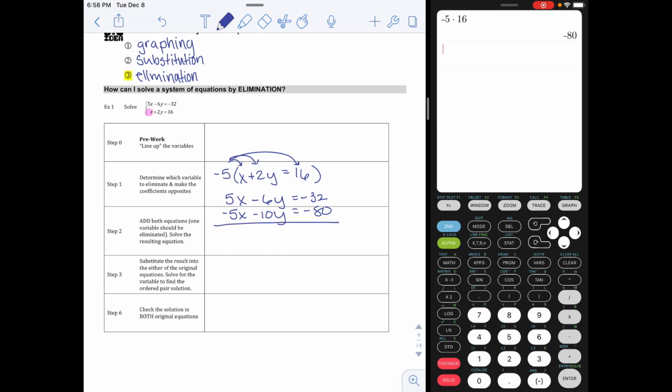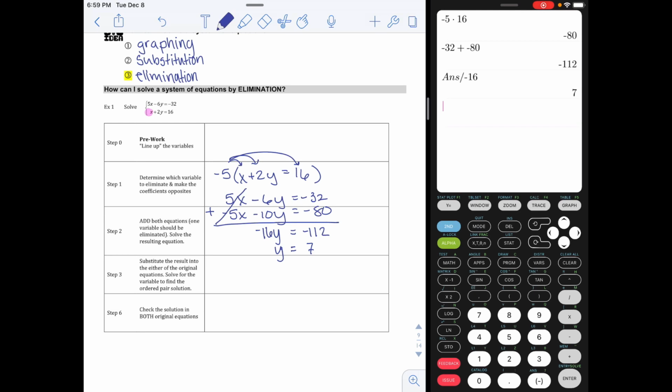Now let's draw this down. We are going to add these. So 5x plus -5x, they cancel out. -6 plus a -10, we're going to get now a -16y. And then we have a -32 plus a -80, -112. Divide both sides by a -16, and we get y to be a +7. Be careful with your signs. Okay, but we know from the previous ways of solving that it needs to be a point.